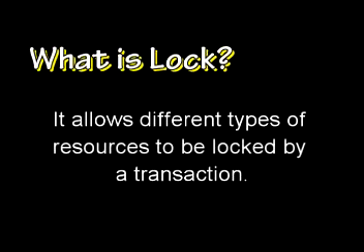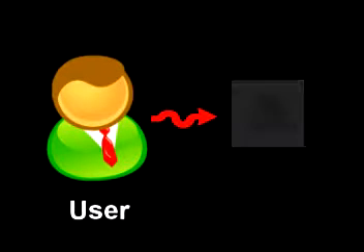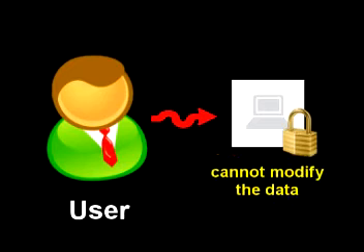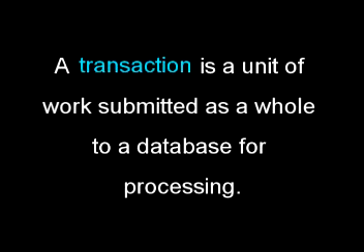What is lock? It allows different types of resources to be locked by a transaction. When users access data, the data is locked so that the other users cannot modify the data that someone else is reading. A transaction is a unit of work submitted as a whole to a database for processing.